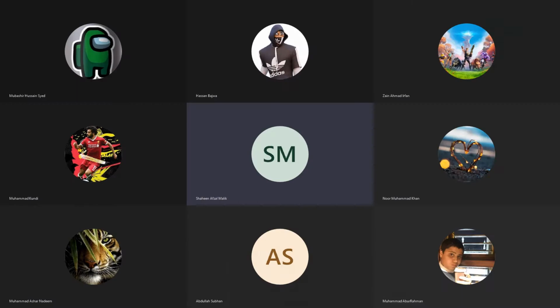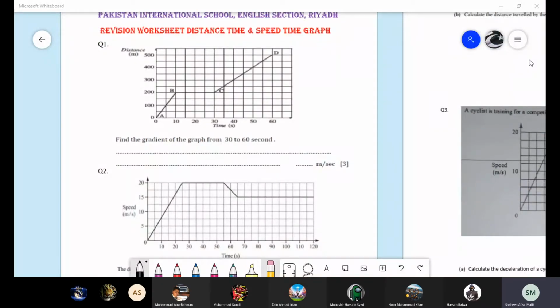7C, we have to revise. Only one exercise is coming from the graph, so we have to do the graph questions today. Today's date is 25th of April.